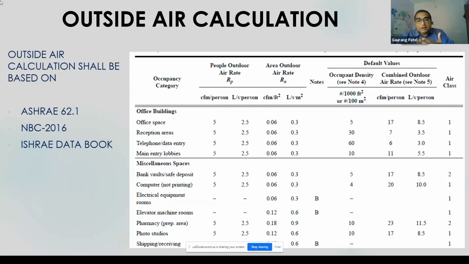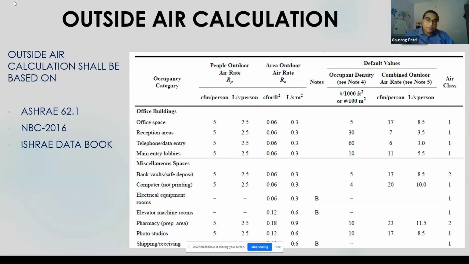Okay. Now the second one comes to outside air calculations. What amount of outside air do we need to add into the room? As I said, in the case of COVID, they require that amount of outside air to be added into the room. So there are guidelines stating what amount of outside air you need to put in your room every moment. ASHRAE 62.1 is one of the codes. Our National Building Code of India, NBC 2016, also specifies these things, and ISHRAE handbooks and data books also provide these requirements, how much outside air we need to add for various rooms.